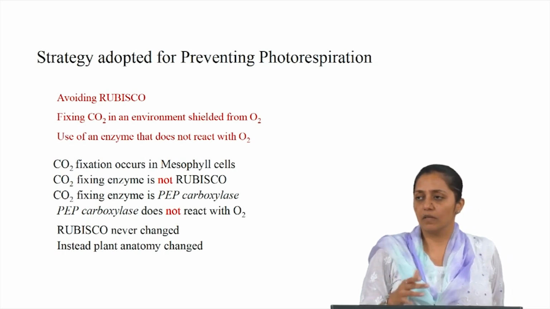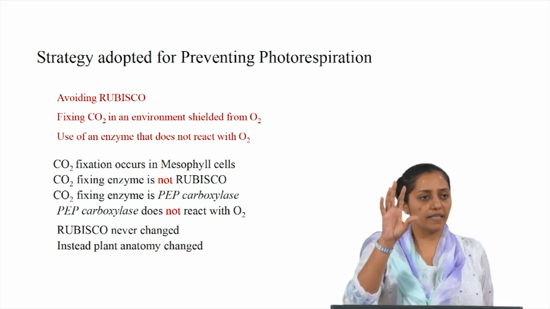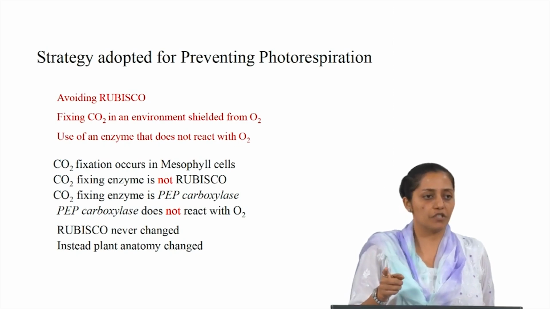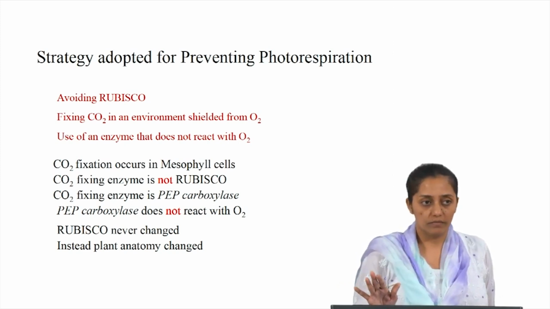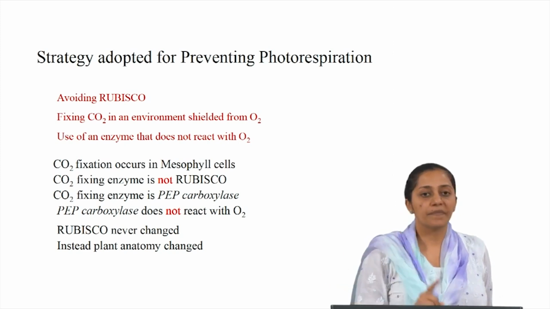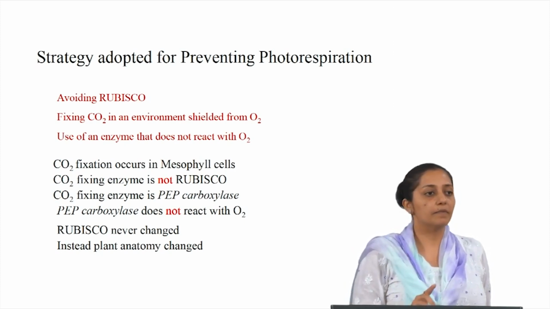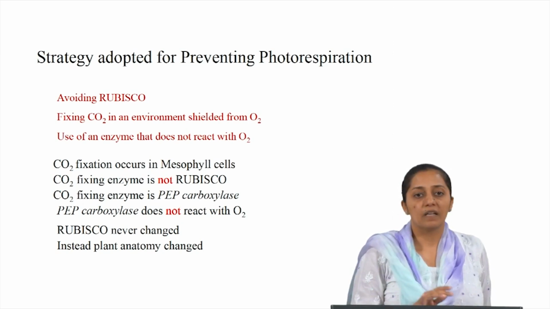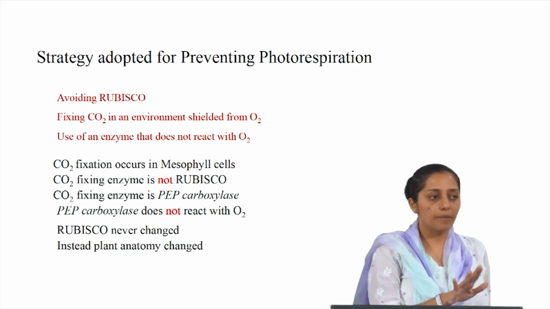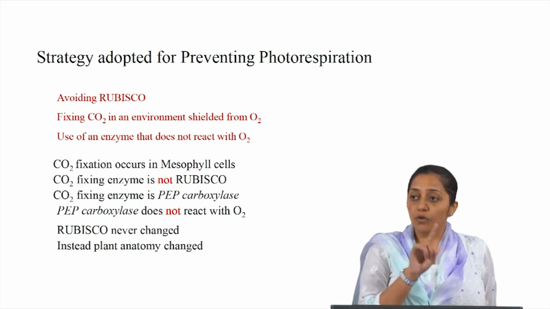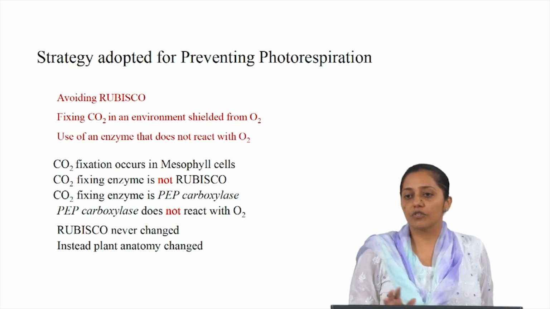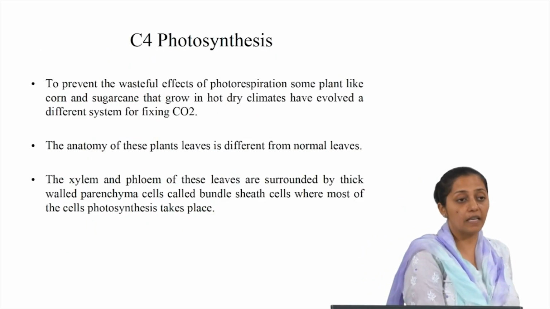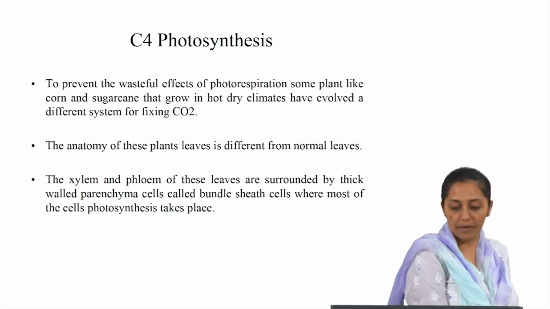CO2 fixation, we know, happens in the mesophyll cells, palisade cells and spongy cells, with air gaps for gas exchange. Now the CO2 fixing enzyme is not rubisco. The adaptation happened, and the CO2 fixing enzyme was changed from rubisco to PEP carboxylase. Rubisco still remains the same, but the first CO2 fixing enzyme became PEP carboxylase. So we will see how malate is formed.